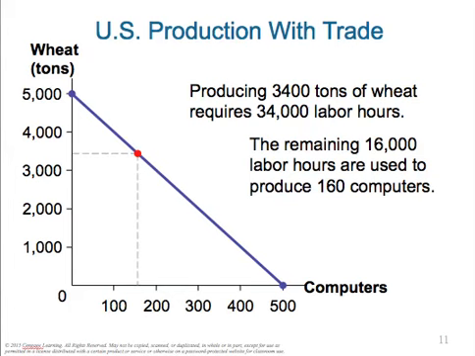So the U.S. production with trade, producing 3,400 tons of wheat, like the question states, requires 34,000 labor hours. That leaves a remaining 16,000 labor hours that are used to produce 160 computers. The red dot represents the combination of 160 computers and 3,400 tons of wheat. We will assume that this is the combination the U.S. produces in the scenario in which the U.S. trades. So they decided to produce 3,400 tons of wheat in our given example. That leaves 160 computers to be produced.